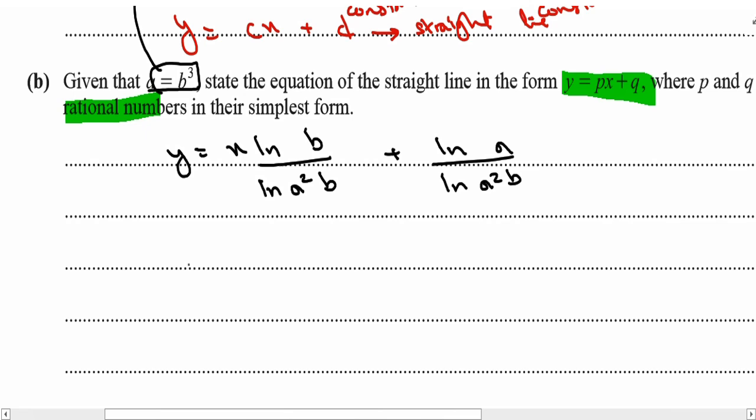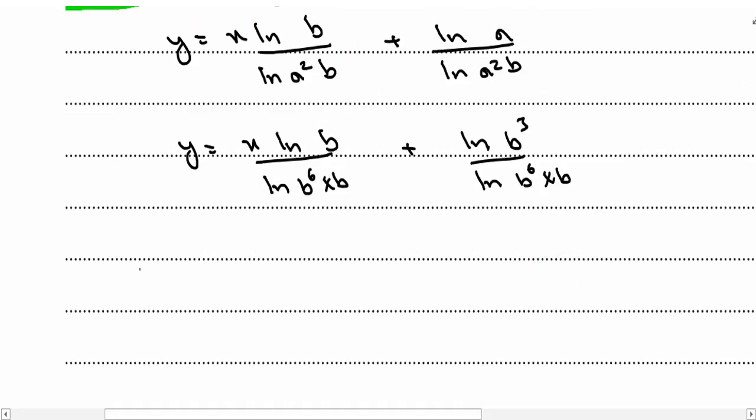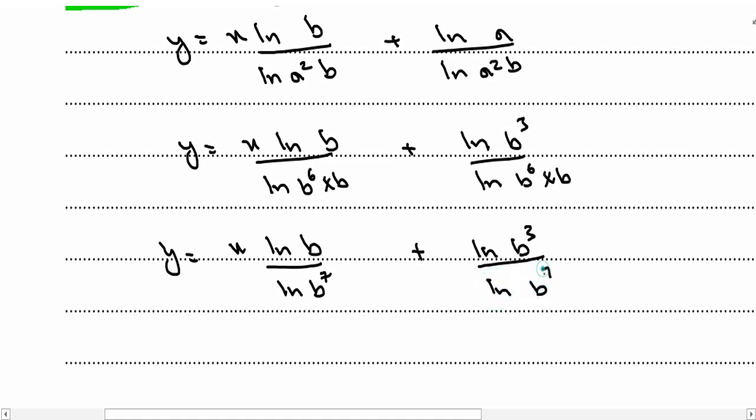Now replace the value of a, so it would become y equals x ln of b divided by ln of b to the power of 6 times b plus ln of b cubed divided by ln of b to the power of 6 times b. It would become y equals x times ln of b divided by ln of b to the power of 7 plus ln of b cubed divided by ln of b to the power of 7.